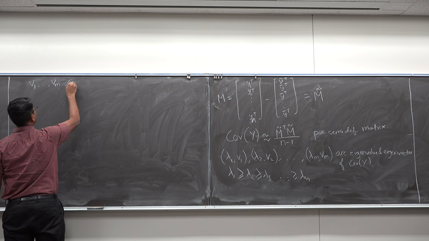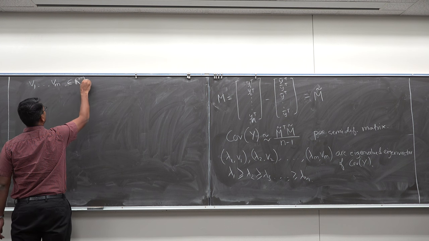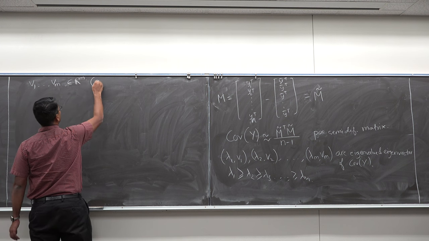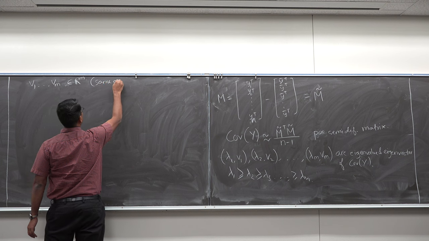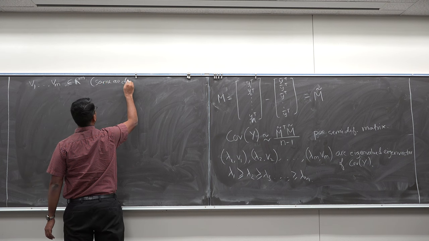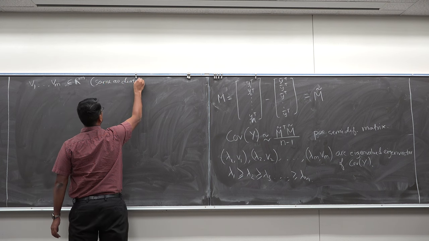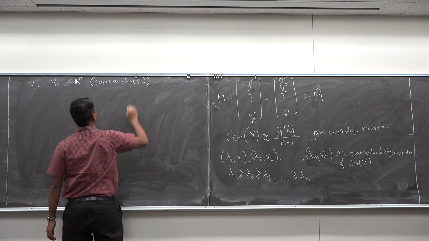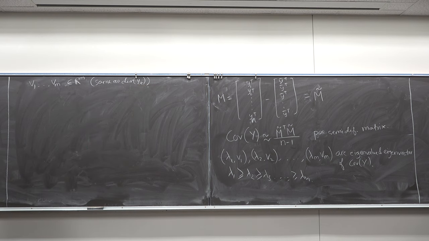These are all of the same dimension, the same as the dimension of y_t. So basically, whatever is the dimension of y, R^m, these vectors are also m-dimensional vectors.